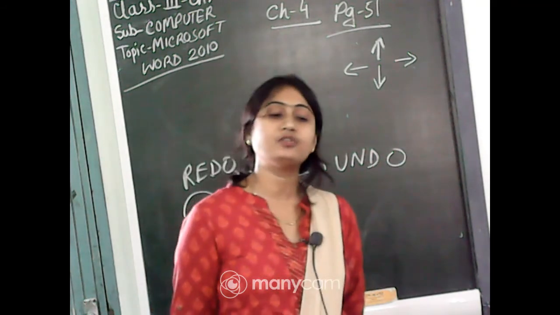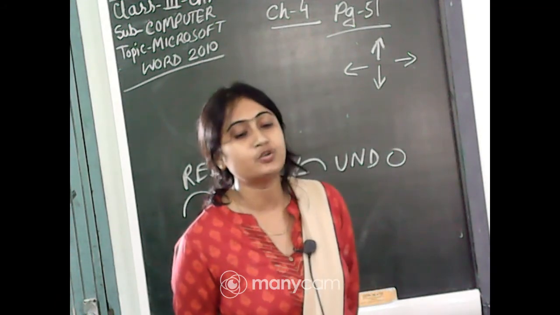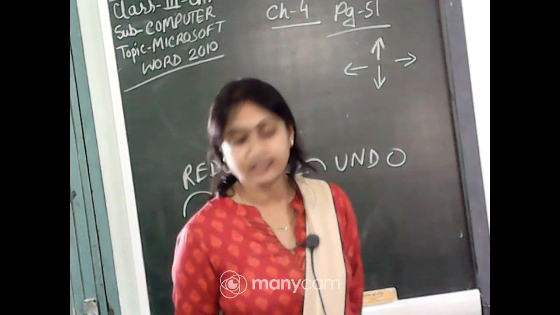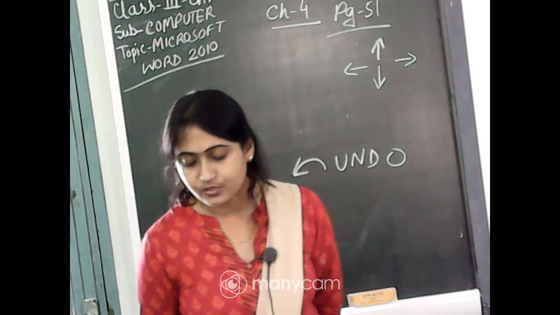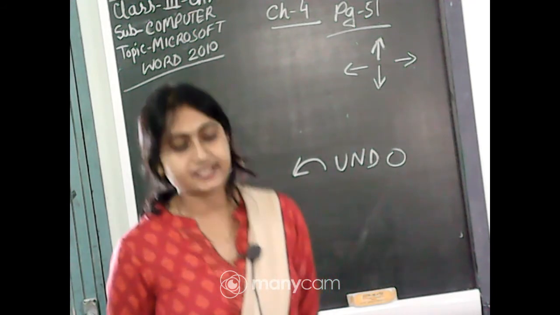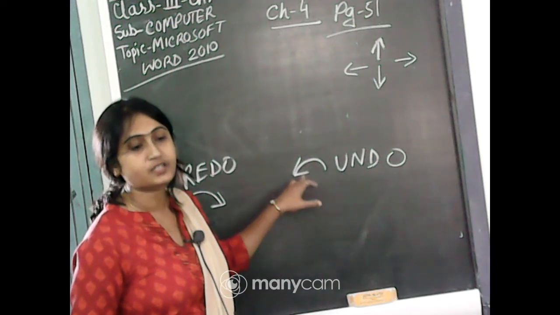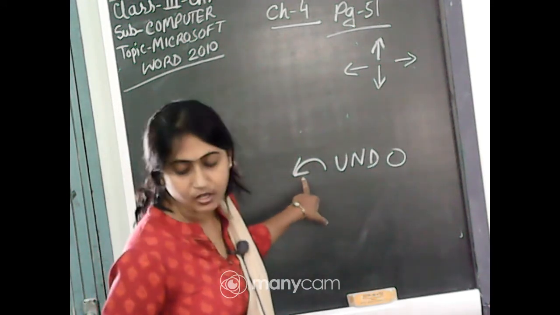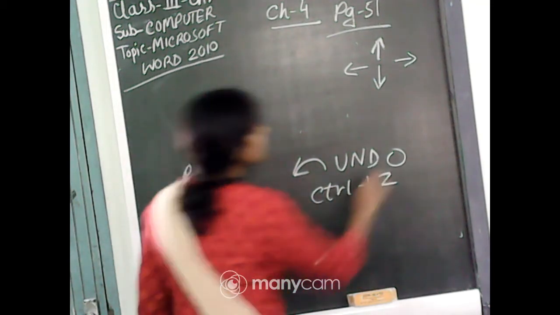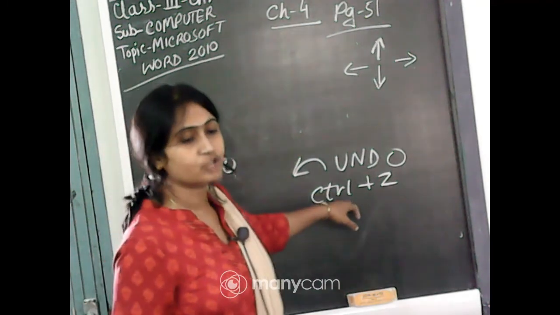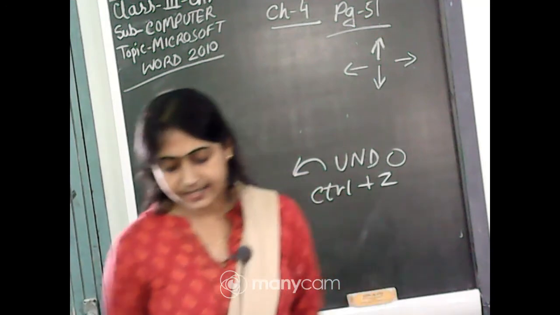If you want to bring back the last line, after typing this, you just press the Undo button. If you press the Undo button, you can see the text again, I love my country. To get this text, you can press the Undo button. This button is present in the quick access toolbar, and the shortcut key of the Undo button is Ctrl plus Z.